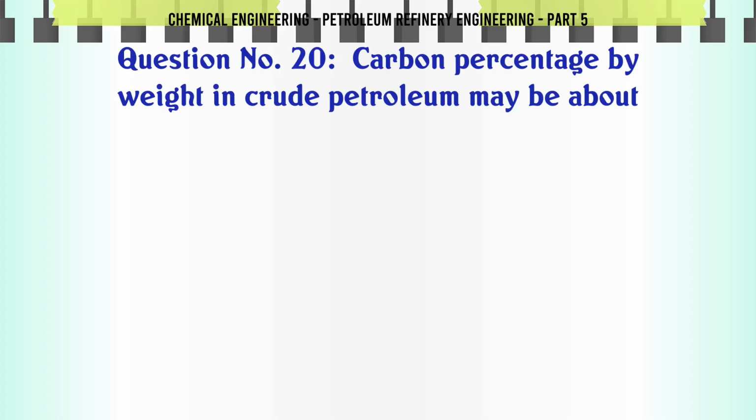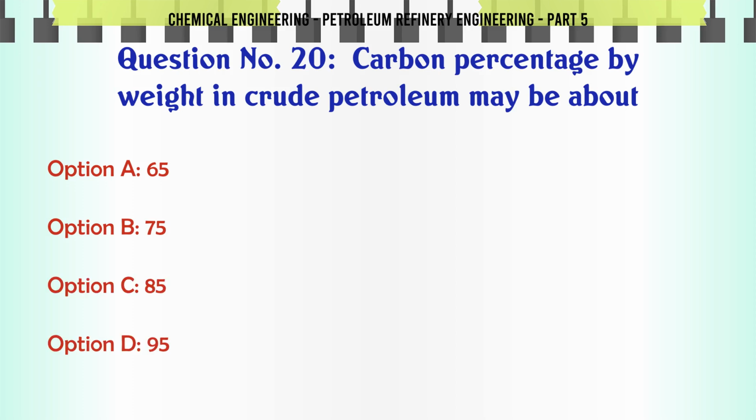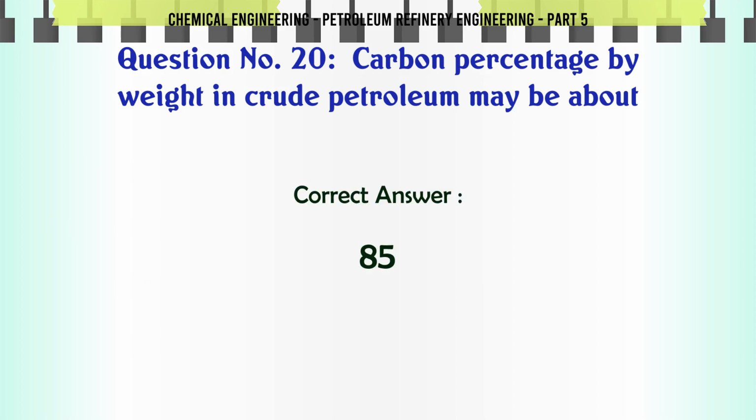Carbon percentage by weight in crude petroleum may be about A. 65. B. 75. C. 85. D. 95. The correct answer is 85.